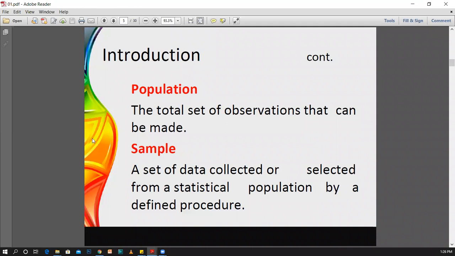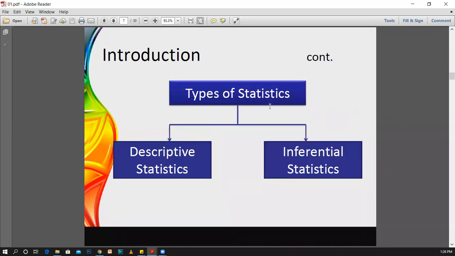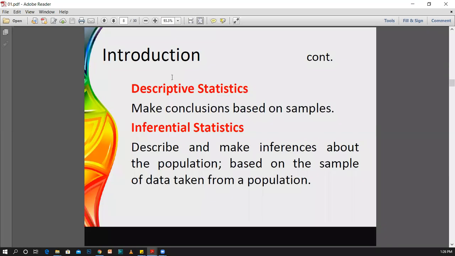This sample is obtained from the population using a defined procedure. The pictorial gives the same idea: from the population, using an appropriate sampling technique, you can obtain the sample. Then there are two types of statistics: descriptive statistics and inferential statistics. Descriptive statistics make conclusions based on samples and describe them. Inferential statistics involve inferencing or describing about the population based on the sample data.